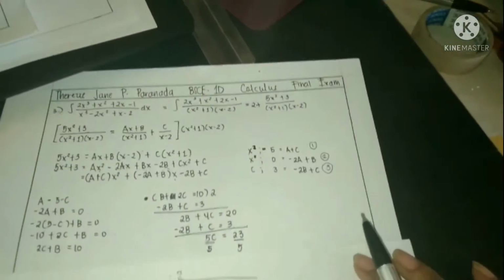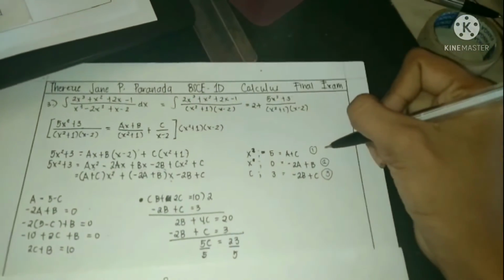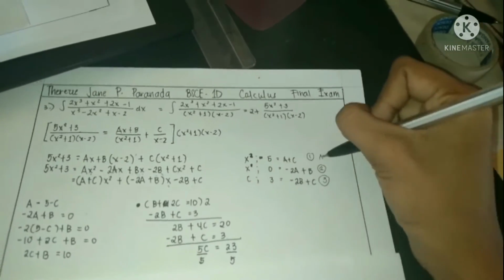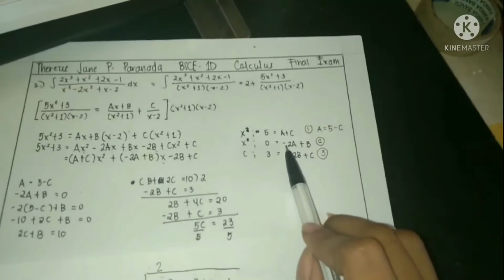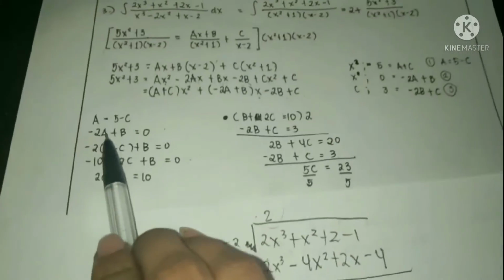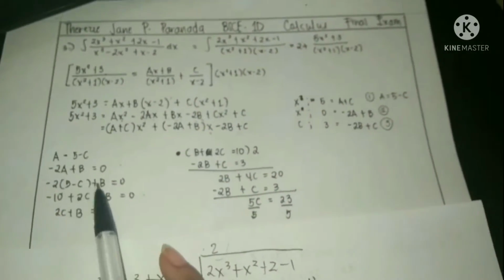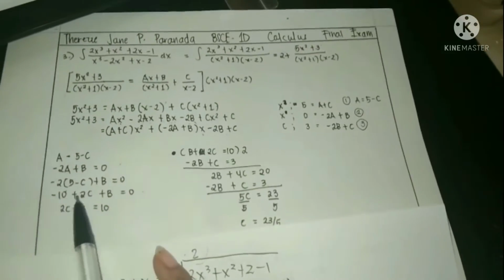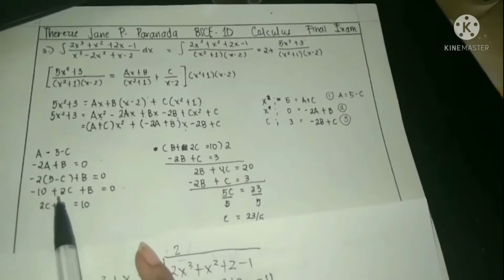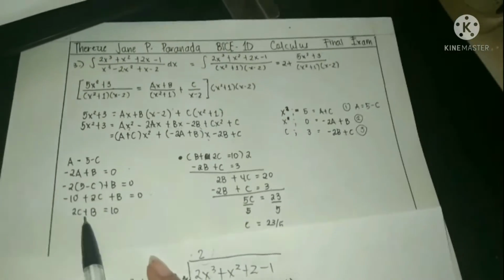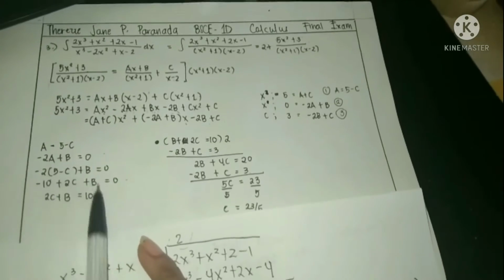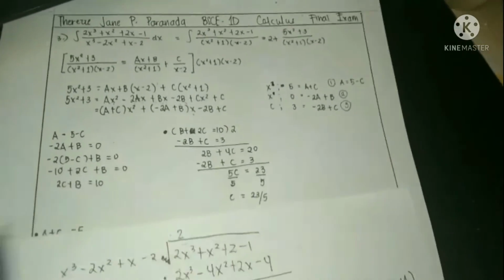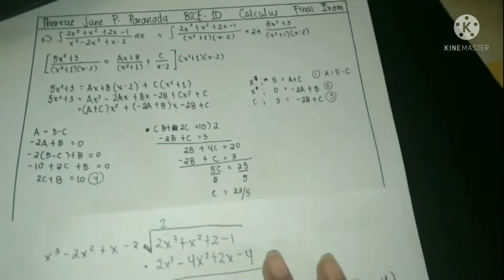So in order for us to get the last equation, gagamitin natin yung value ng a dito. So magiging a is equal to 5 minus c. Pero ang gagamitin natin na equation is itong negative 2a plus b. So ito, negative 2a plus b, plug in the value of a which is 5 minus c, plus b is equal to 0. So distribute negative 2. Negative 2 times 5 is negative 10. Negative 2 times negative c is positive 2c plus b is equal to 0. 2c plus b, transpose negative 10 to the right side will become positive 10. So ito yung fourth equation natin.